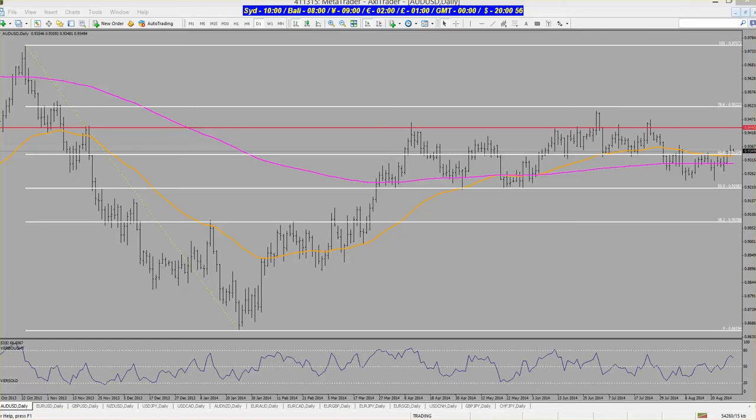So, without much further ado, let's get straight into it. Where's my mouse gone? There you are. Right.